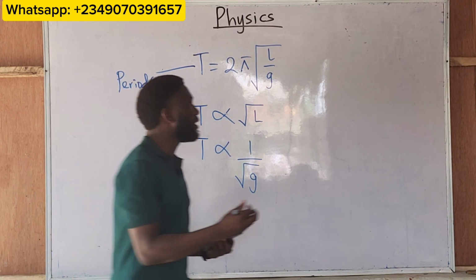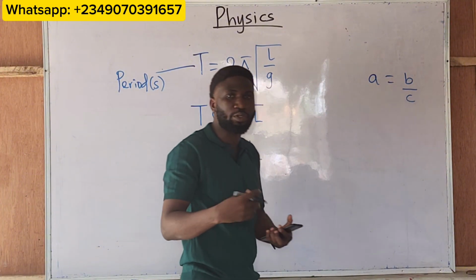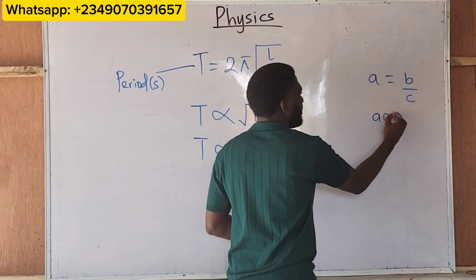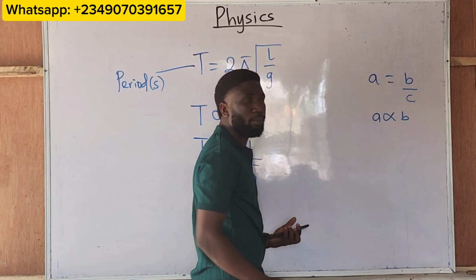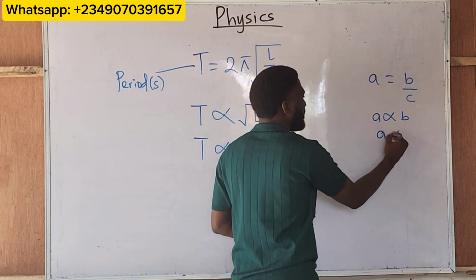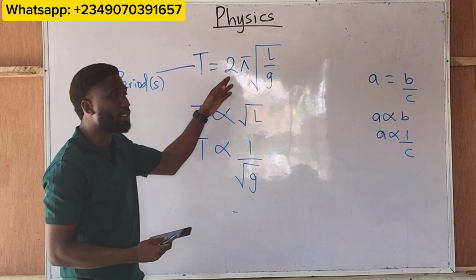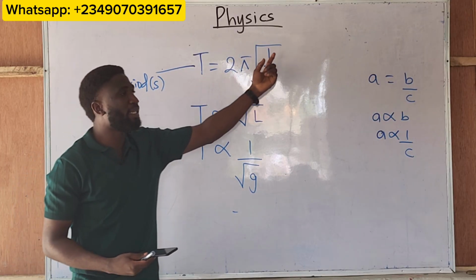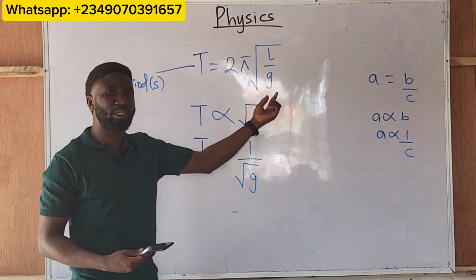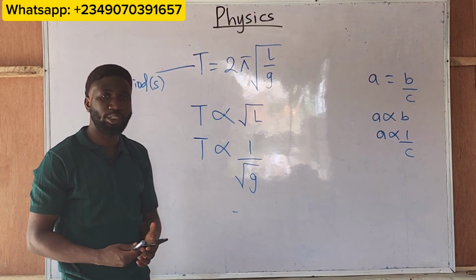To easily know this, imagine we have A to be B over C. Then I want to know the connection. This means that A is directly proportional to B. But whenever you have a denominator, then you are going to have it to be inversely proportional. Same thing with this. T is directly proportional to the square root of L because L is the numerator, and then G being the denominator, T will be inversely proportional to the square root of G.